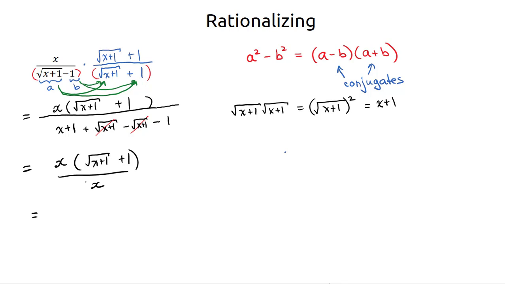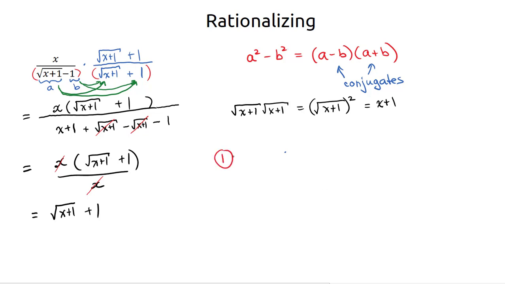And now that we have x in the numerator and the denominator has x as well, we can cancel those as well. And that leaves us with square root of x plus 1 plus 1. Which shows that we don't have any more radicals in a denominator, so we're finished rationalizing.